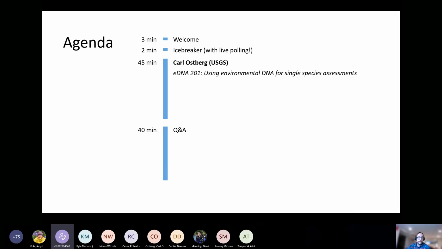So for today, here is our approximate agenda. After I wrap up the welcome, we'll do an icebreaker question to make sure everyone is awake after lunch and familiar with using some of the functions of Microsoft Teams. Then we'll hear from our presenter, who's Carl Ostberg. And we are planning about a 45-minute presentation with the remaining time allotted for discussion and question and answer.